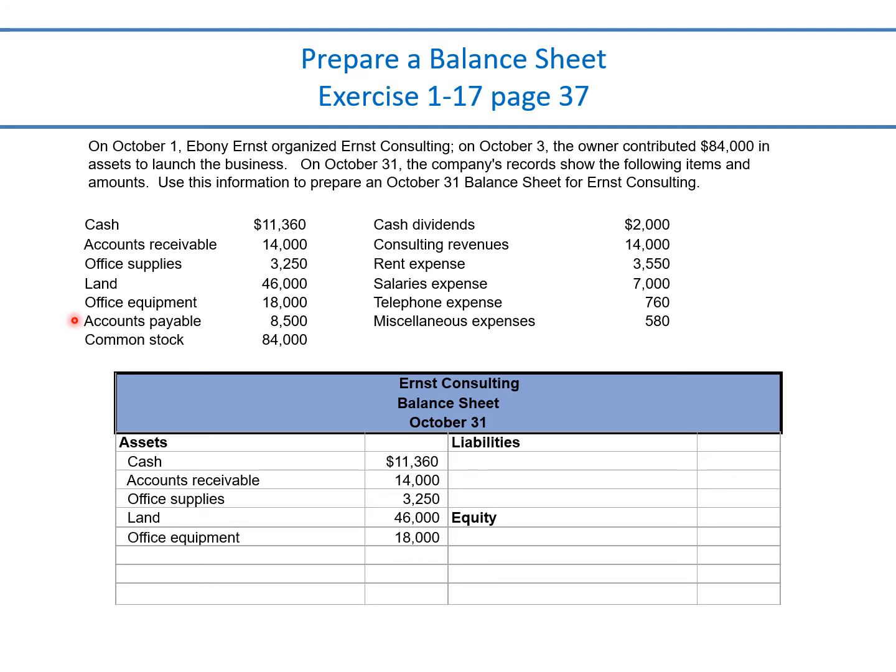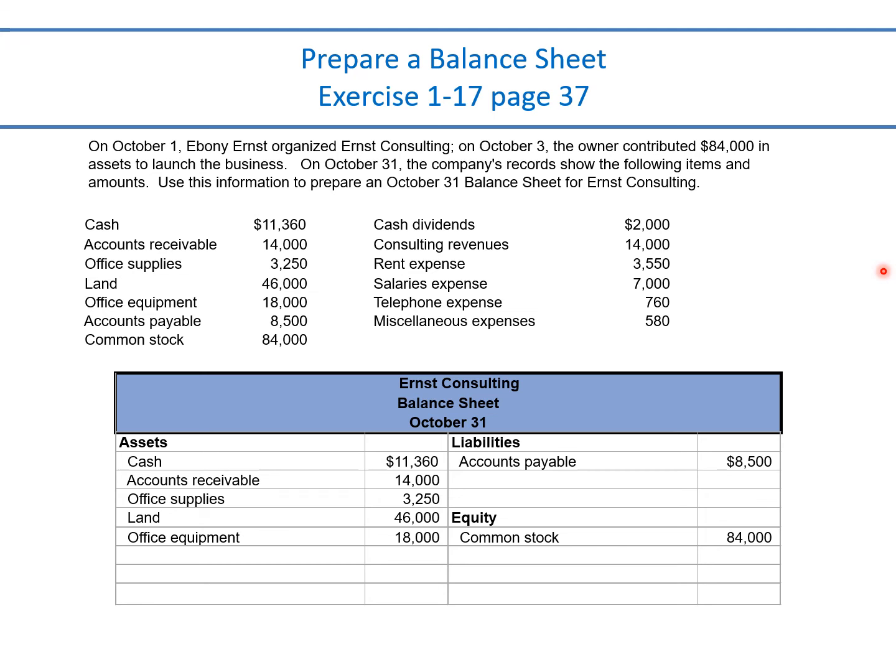Then we go to accounts payable. So accounts payable is the liability account. So that's going to come down here to the right side of our balance sheet. Common stock is an equity account, so that's also going to come down to the right side, but to the bottom section. So we have common stock here of $84,000.